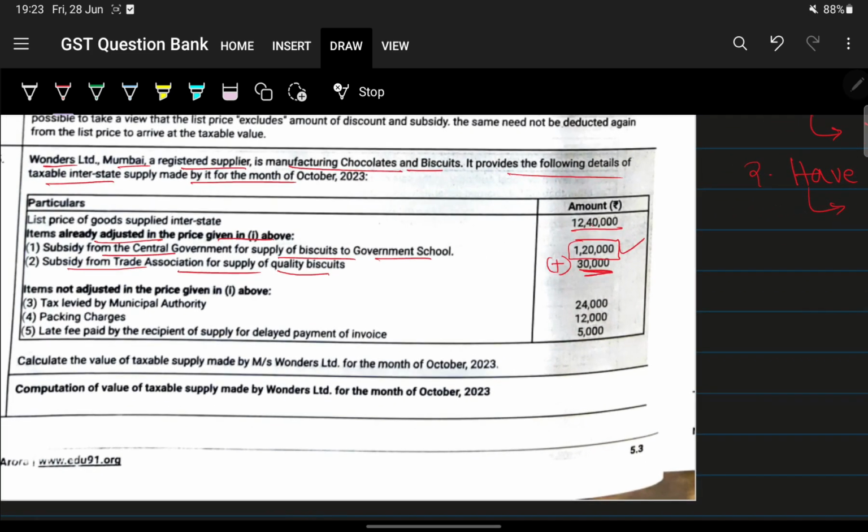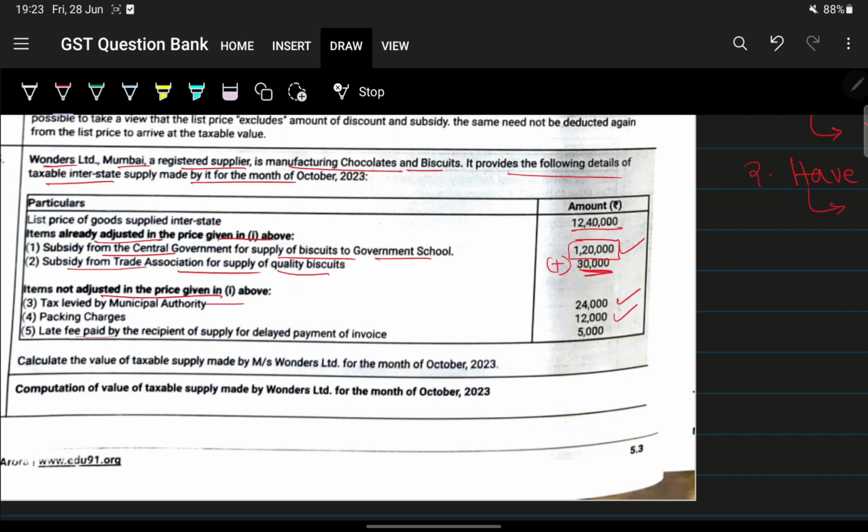Okay, next, items not adjusted. Items that are not adjusted in this 12,40,000. Tax levied by municipal authority. This is as per section 15 subsection 2 clause A. We'll have to add this amount. Next, packing charges as per section 15 subsection 2 clause C. We'll have to add this amount because that is an incidental expense.